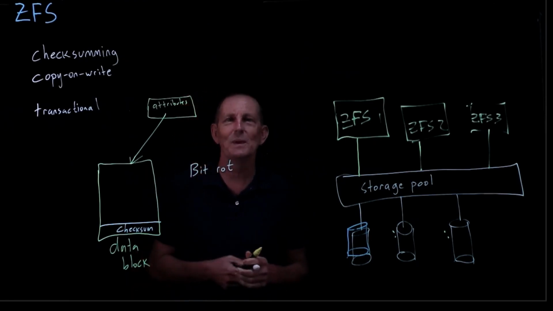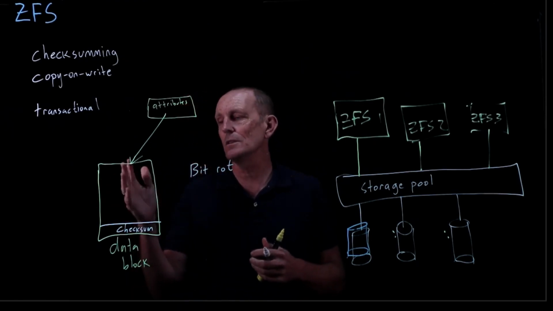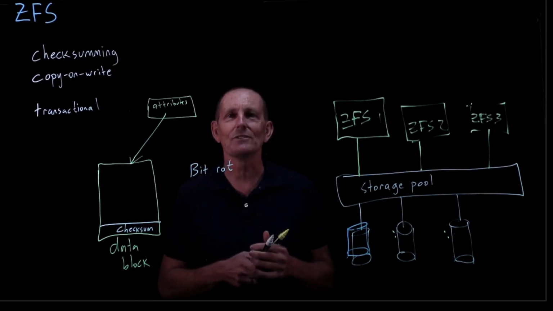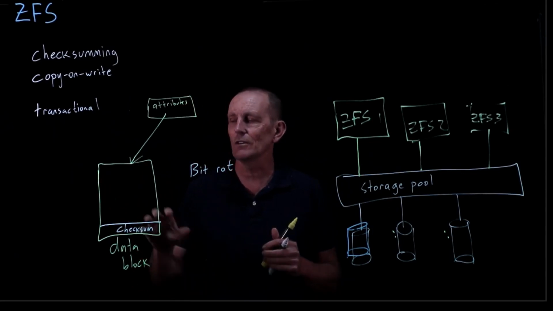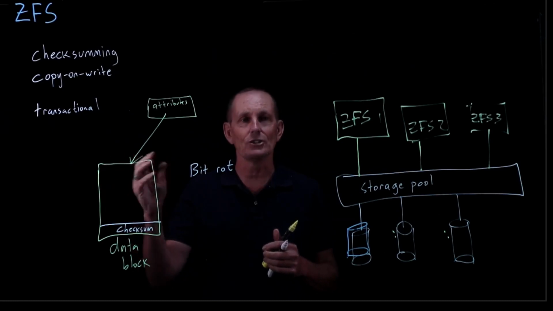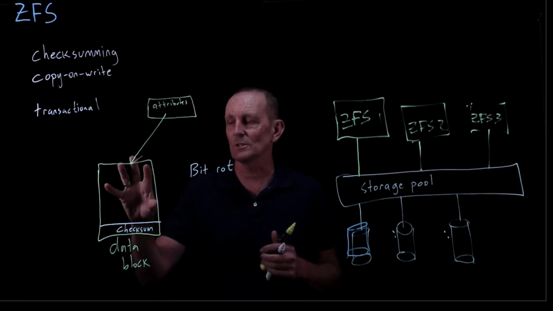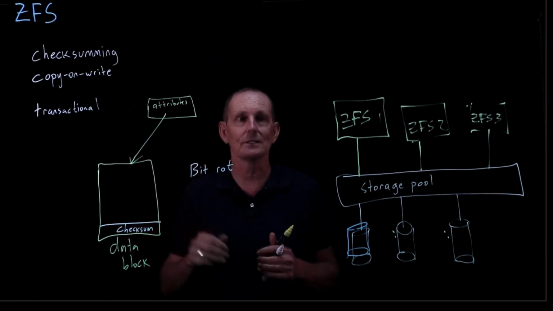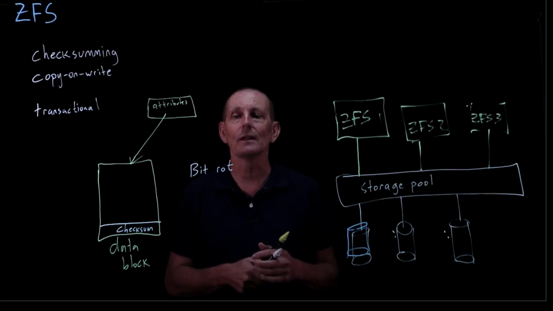Bit rot is basically where the magnetic media becomes weak and we have some sort of a bit change in this data block or in the checksum. So we can see, oh, this data block is not correct. That's a good thing to be able to guard against.